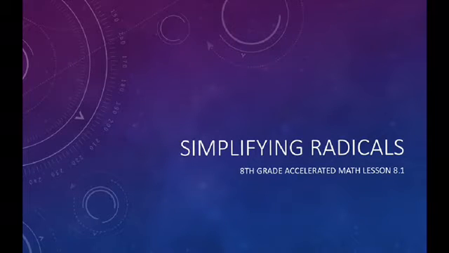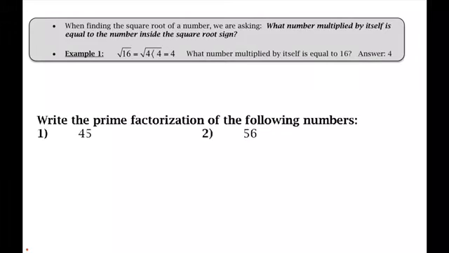In this lesson, we're going to learn how to simplify radicals. When finding the square root of a number, what we're asking is what number multiplied by itself is equal to the number inside the square root sign. So for example, the square root of 16, we're asking ourselves what number times itself is equal to 16. And so we get that it's 4 times 4, which means that the square root of 16 is 4.